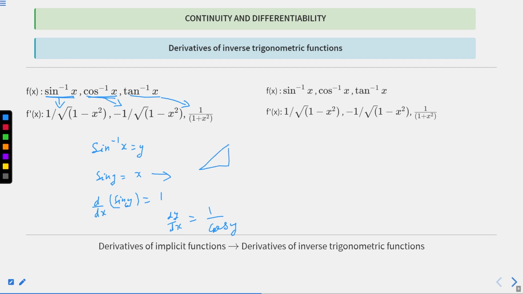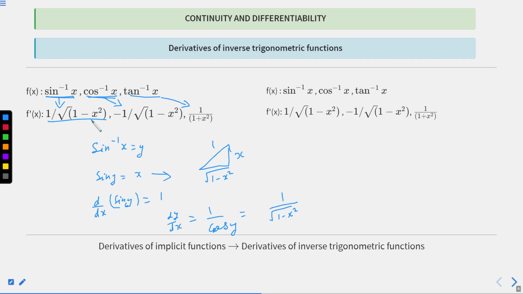You will have x1, and this will be root of 1 minus x square. So far so good. This will be cos y, which is, as you know, 1 minus x square. That's it. So this will be your answer for the sin inverse x derivative. This means 1 by root 1 minus x square, as you can see, and this is already given to you. In the same manner you can do it for cos x.